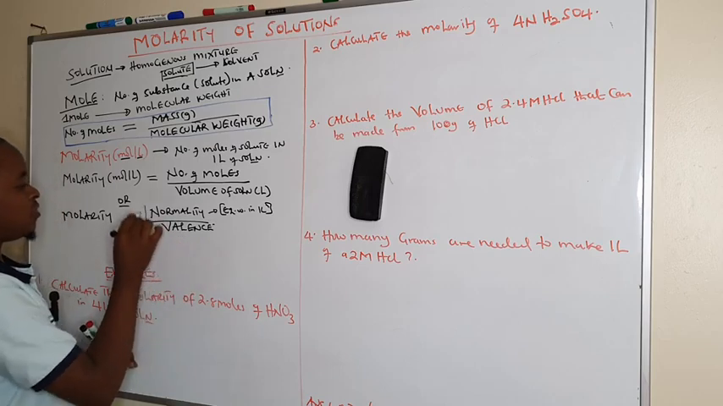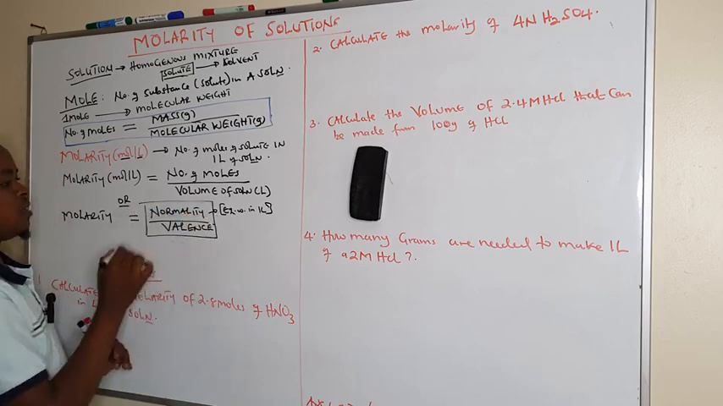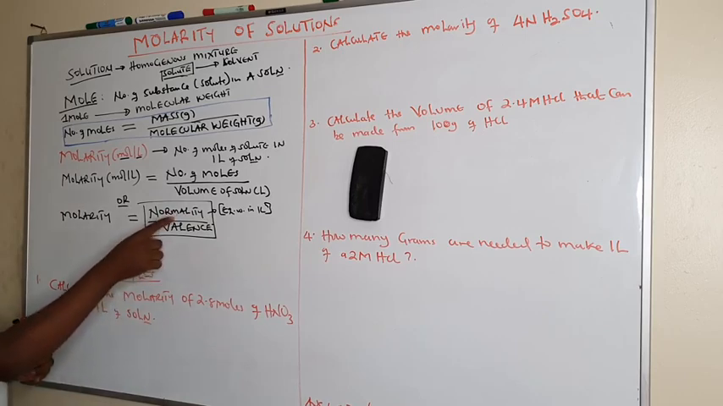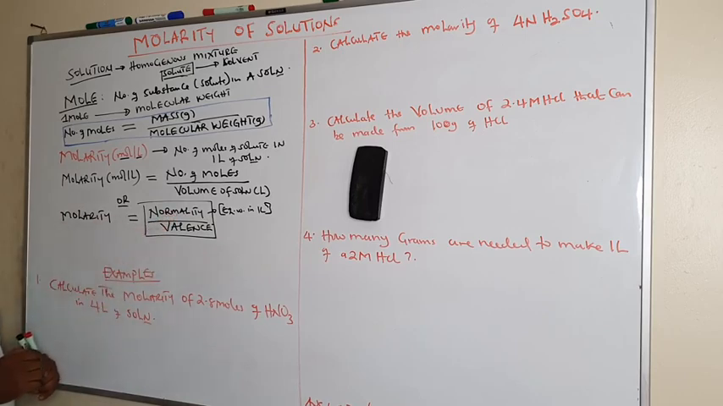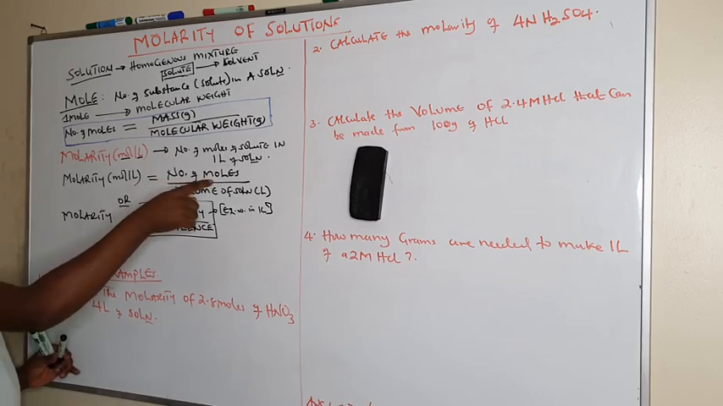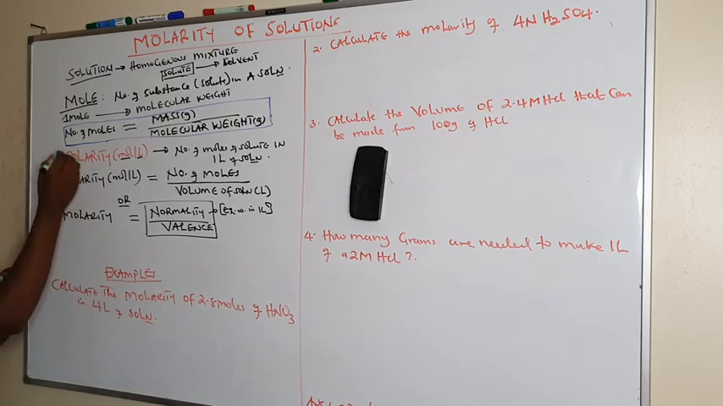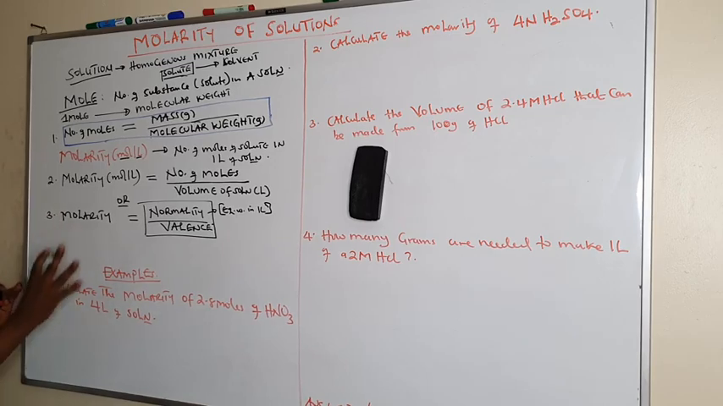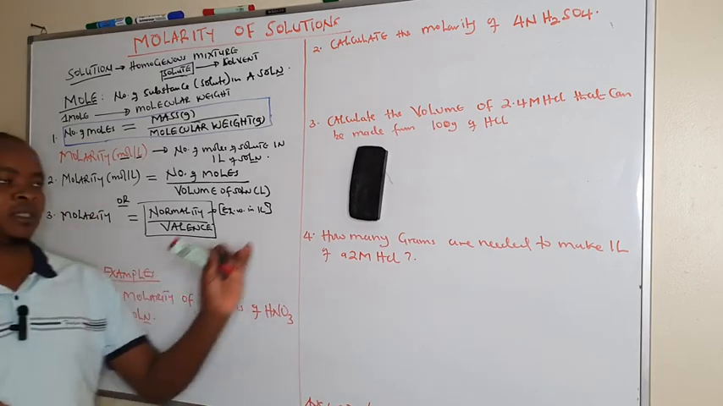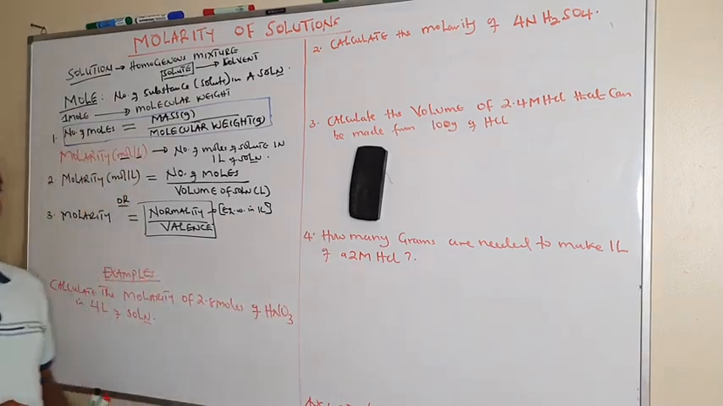So this is the formula we shall also apply in calculating molarity: normality divided by valence, or we can say number of moles divided by volume of a solution in liters. After looking at these equations, these are the formulas we have seen: formula number 1, formula number 2, and formula number 3. So we are going to apply these to calculate these examples, then we shall see the exercise.